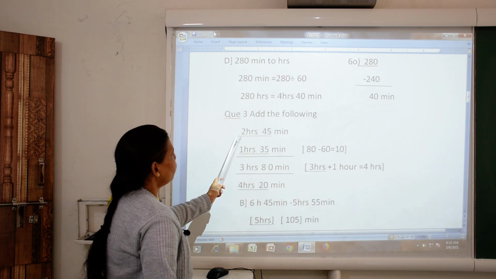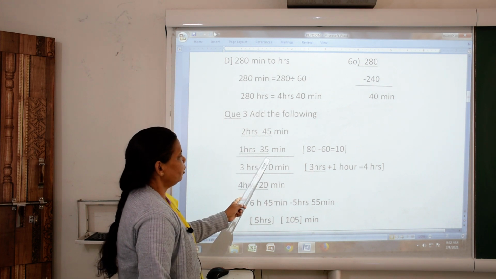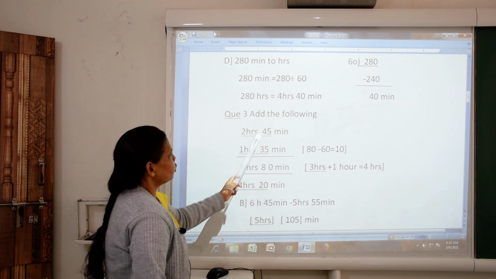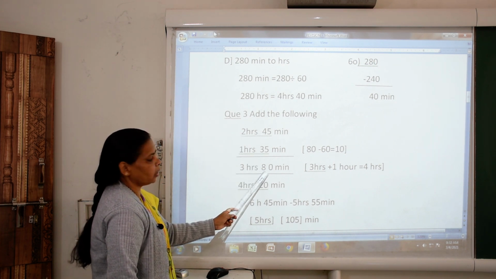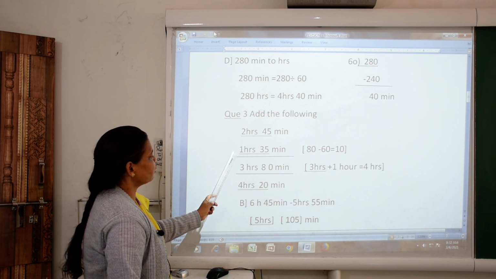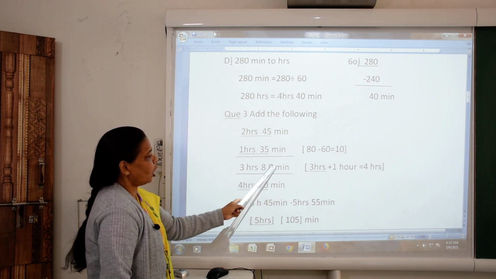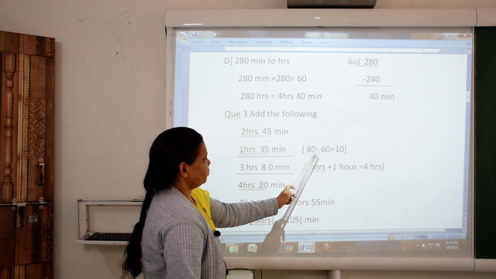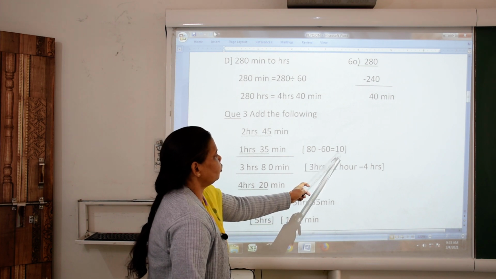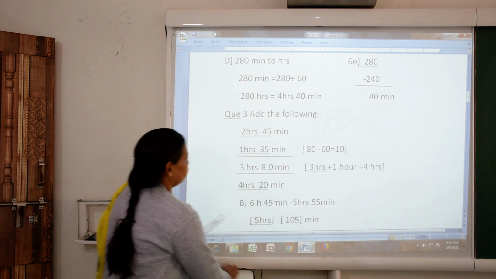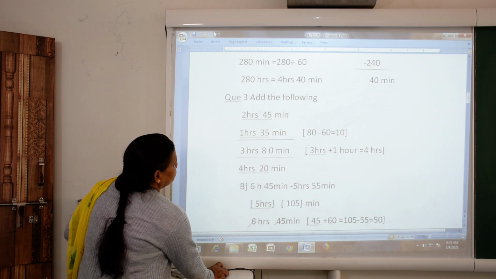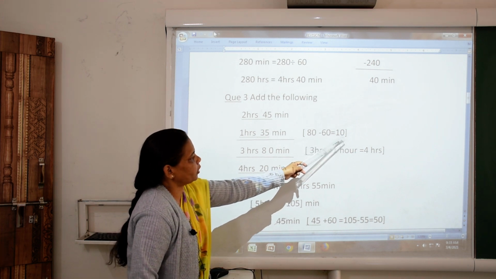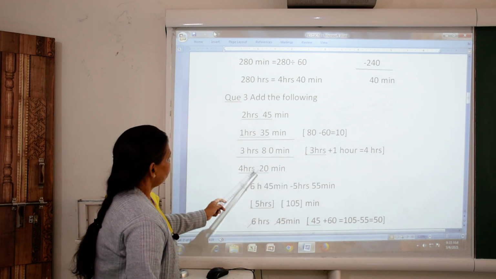Add the following: 2 hours 45 minutes and 1 hour 35 minutes. Children, you have to add minutes to minutes and hours to hours. So 45 plus 35 gives 80, and 2 plus 1 is 3 hours. Children, how many minutes are in 1 hour? 60 minutes. So you have to subtract 60 from 80, and you will get 20.